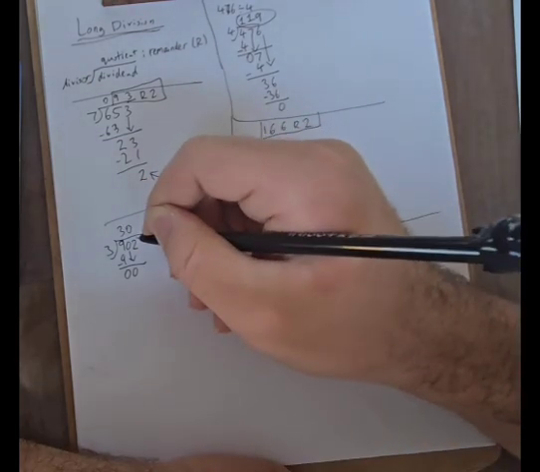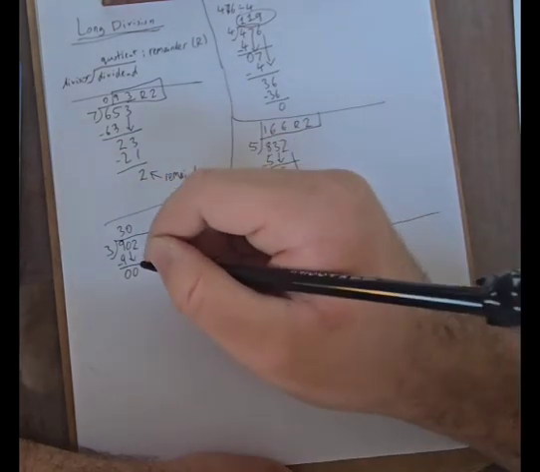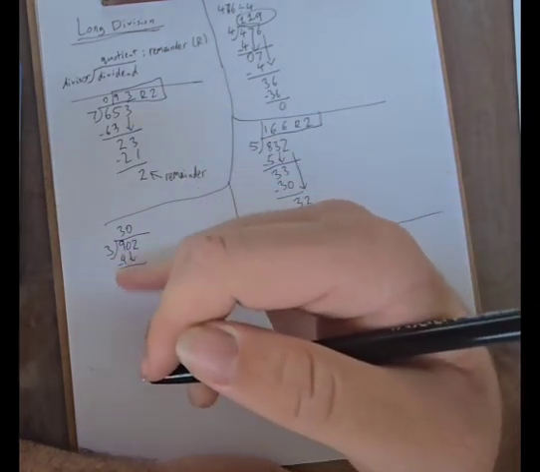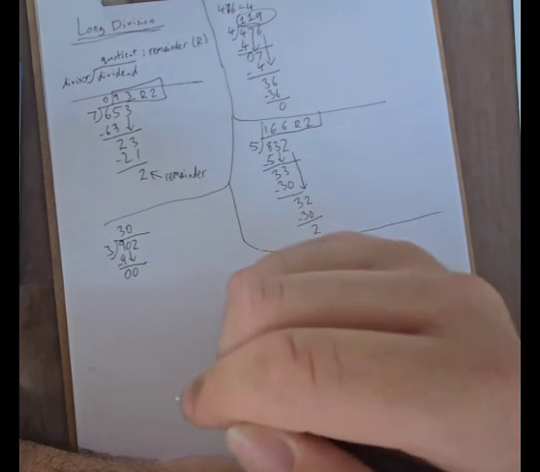We add a 0 over here. Whenever we bring down the digit and we can't fit any of the divisor into our new number, we just put a 0.